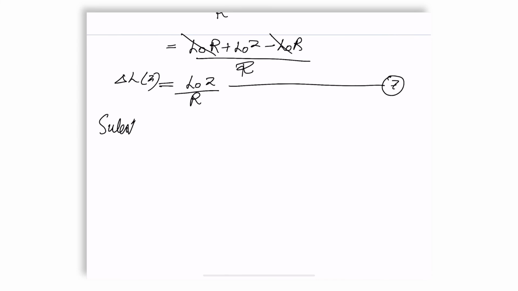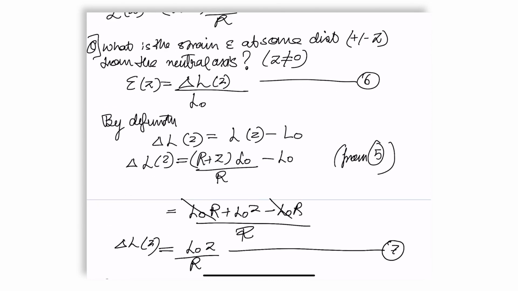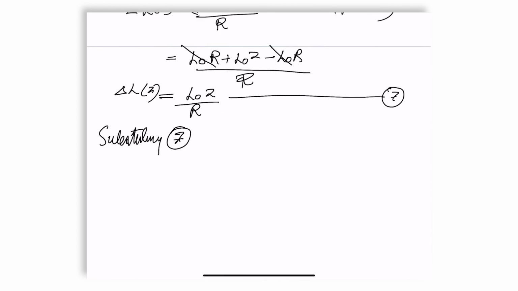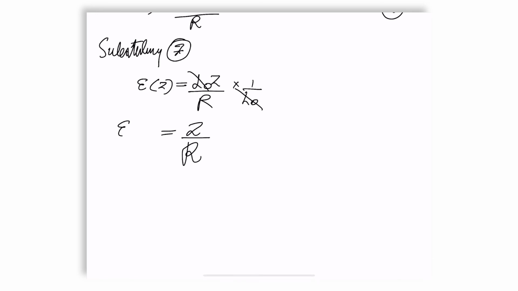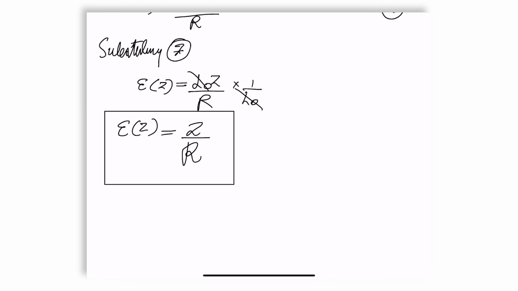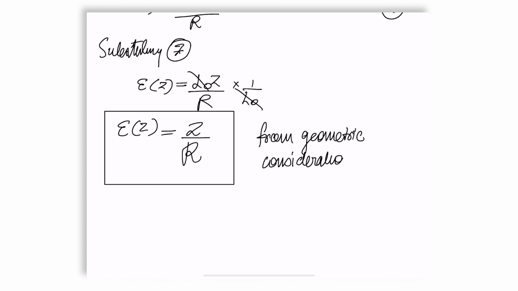And now substituting 7, that is this deformation, in our original equation for how we're going to derive epsilon, that is the strain, we get epsilon Z is equal to L naught Z upon R into 1 upon L naught, which is nothing but Z upon R. Okay, and this came from purely geometric consideration. Meaning to say, we could arrive at this expression purely from geometry.